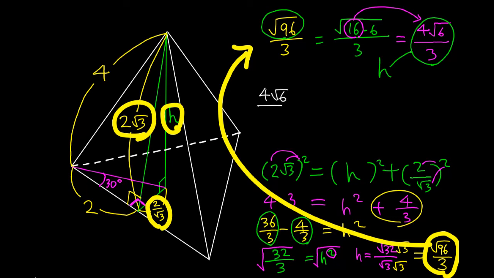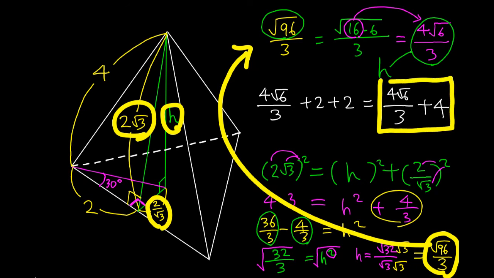But this is the height of the pyramid alone. So to find the height of the entire figure, we need to add the radius on the top and on the bottom. So the final answer will be 4 root 6 over 3 plus 4. Wow, it took some time to find our answer. But we did it. And to get a better grasp of how tall this is, it's roughly 7.3 in decimal, which is obviously less than 8.